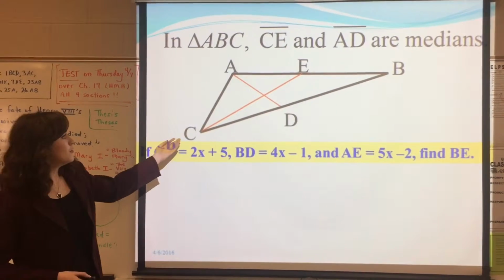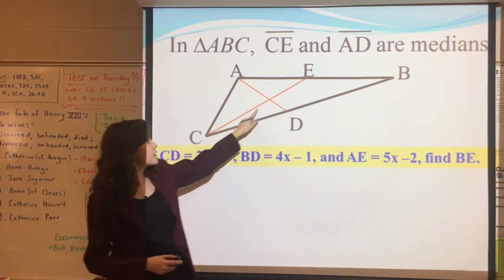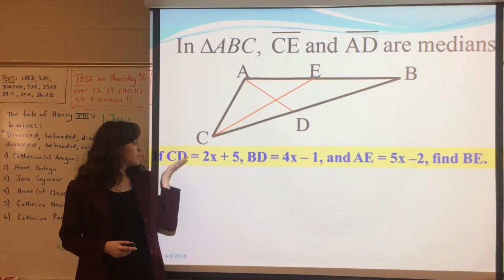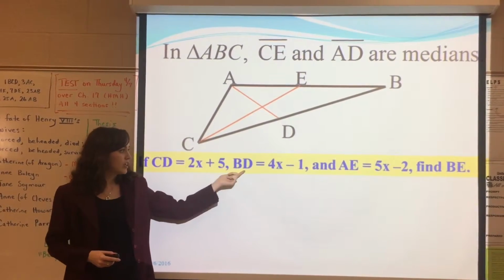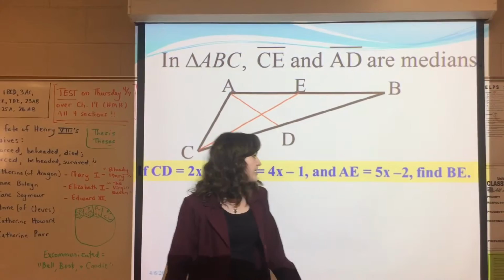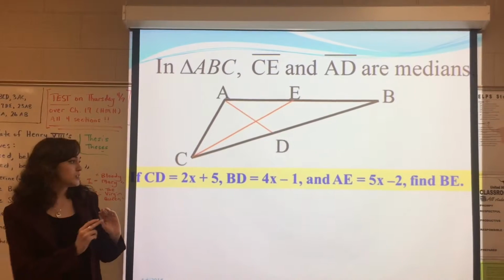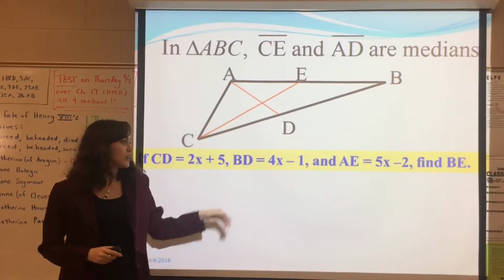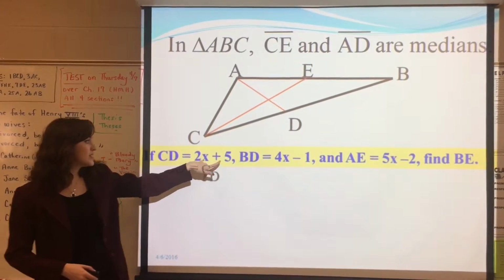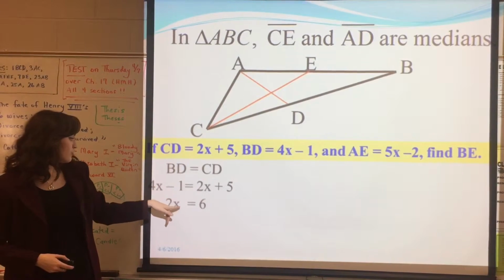Now we have our triangle A, B, and C. If CE, which is this line here, and AD are both medians, now we have an equation of CD equaling 7x plus 5, BD equaling 4x minus 1, and AE equaling 5x minus 2. Now we have to find BE. In the previous examples we were working with just simple numbers. Now we have equations, so we're going to have to solve for x. We have that BD is equal to CD, so we can set these equations equal to each other, as shown here. Now we're going to solve for x.